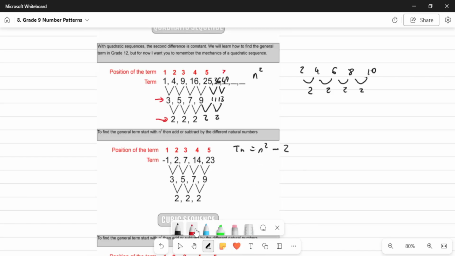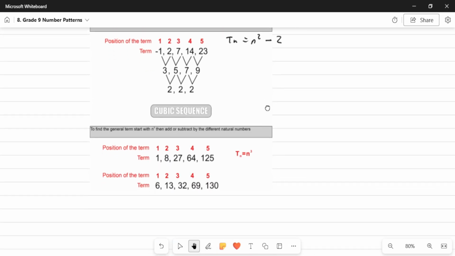Understood? So if they want you to find, let's say, terms for small values of n, you know what to do. Complete this diagram and get the term value. But if they want you to find the general term, then you need to use Tn is equal to n squared and add or subtract some constant to see if it can give you the terms of the sequence. Right? It can never get more difficult than that, because if it does, then it's more grade 12 work.